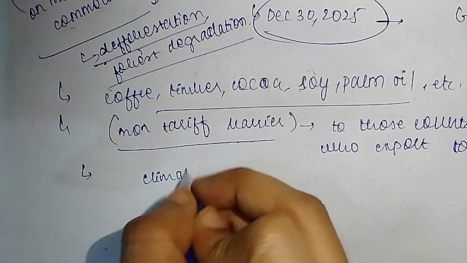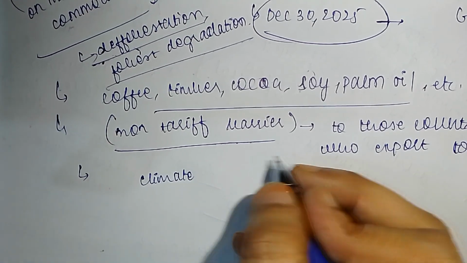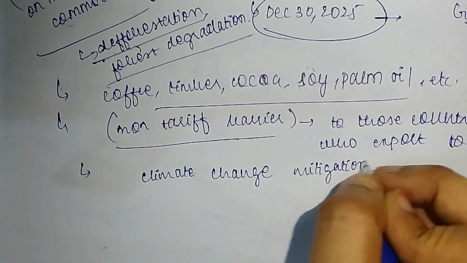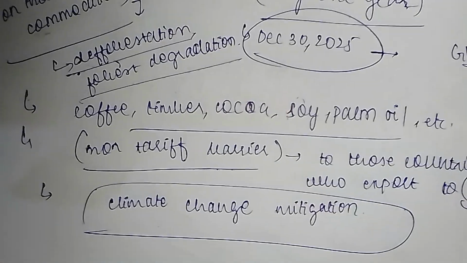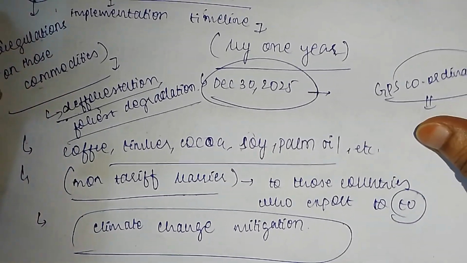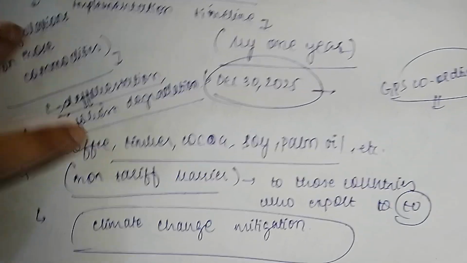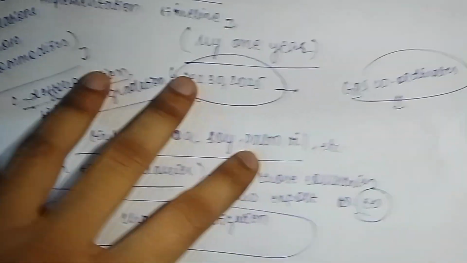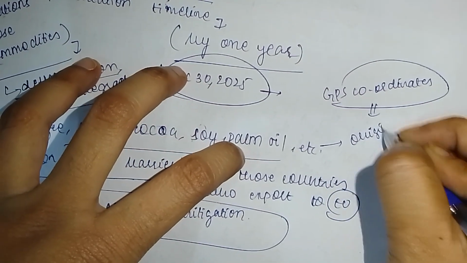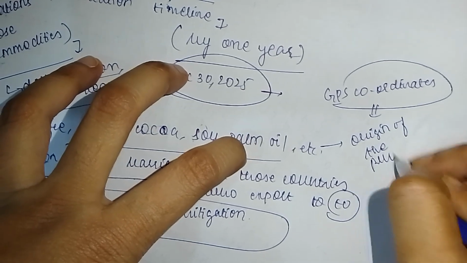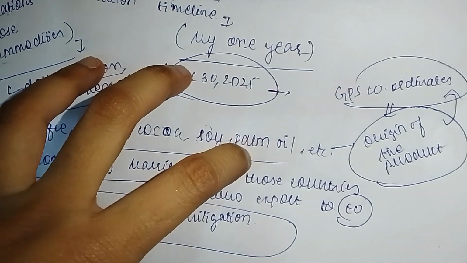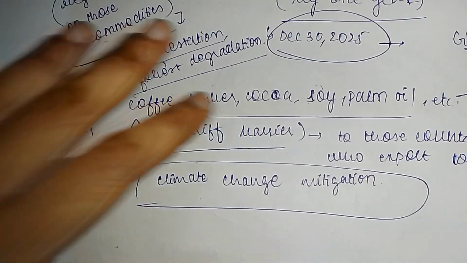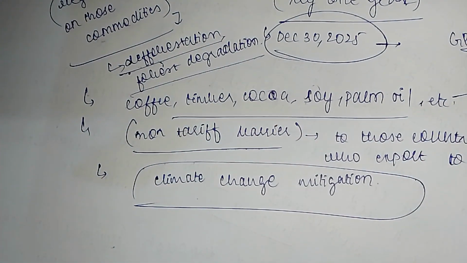Basically it helps in achieving climate change mitigation. So this is all about the European forest degradation regulation. The businesses have to check whether those commodities are sourced through deforestation. The origin of that particular product has to be known. That's why the GPS coordinates of the land where the product is grown are known, and then they approve it. So if the EU has to import, the very origin of the product has to be known.